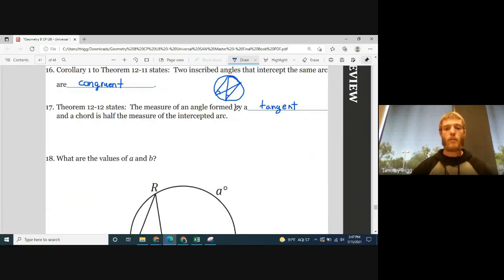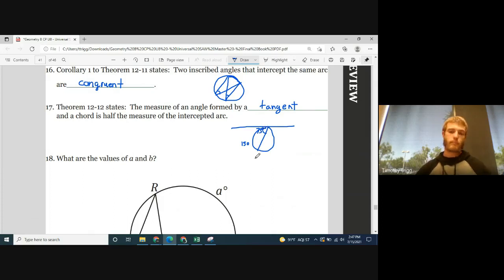The measure of an angle formed by a tangent and a chord is half the measure of the intercepted arc. So if you have a tangent and a chord, then whatever the degrees of this arc, let's say the degrees of this arc is 150, then the measure of this angle would be half of that, so that's 75.